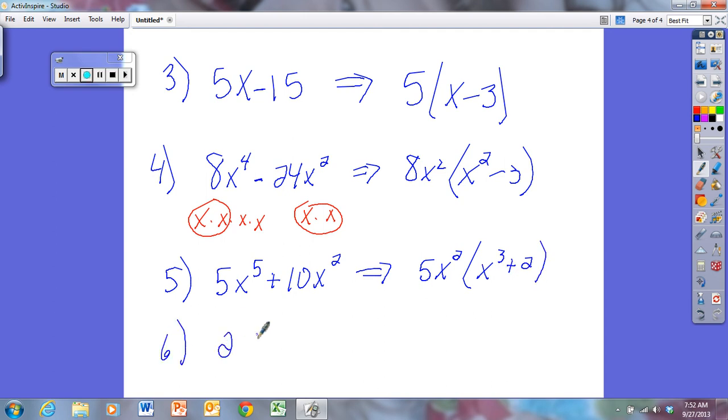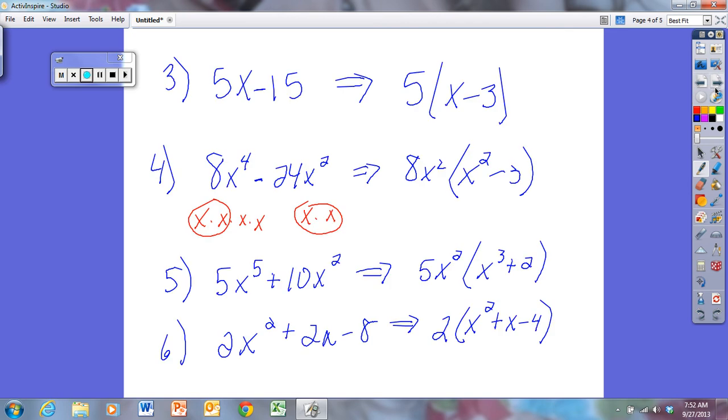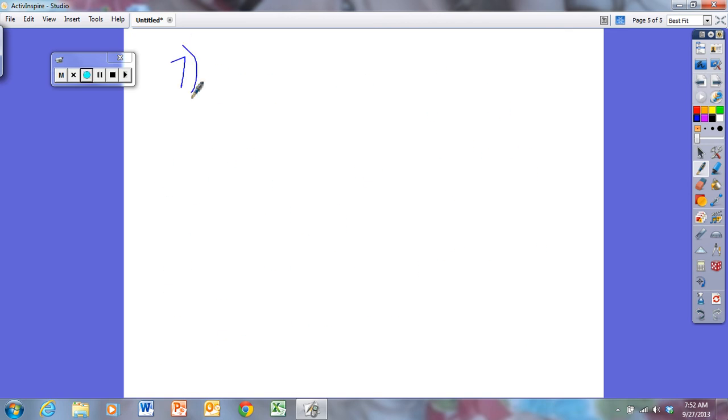And then we have 2x squared plus 2x minus 8. GCF here is 2. We're left with x squared plus x minus 4. Hopefully that makes sense. Now let's get a little bit trickier. What about if we have, oh, what was my last number? I like to number these. Number 7. We like to have, or sometimes we'll have more than 3 terms.